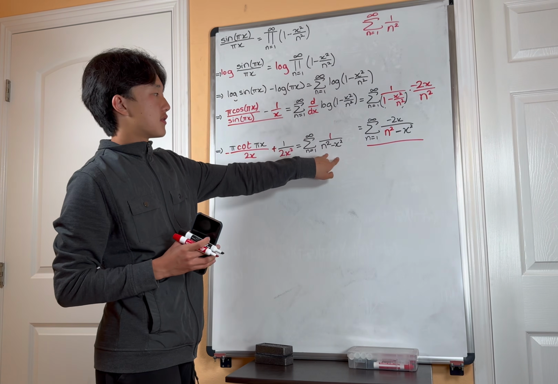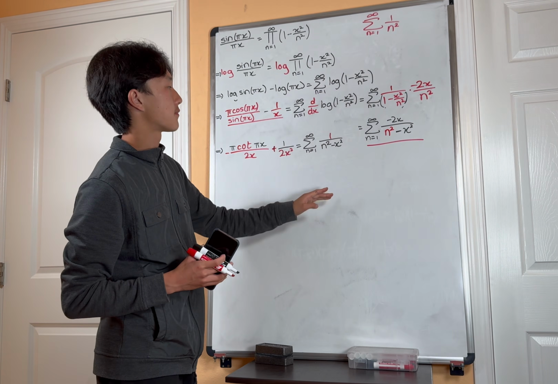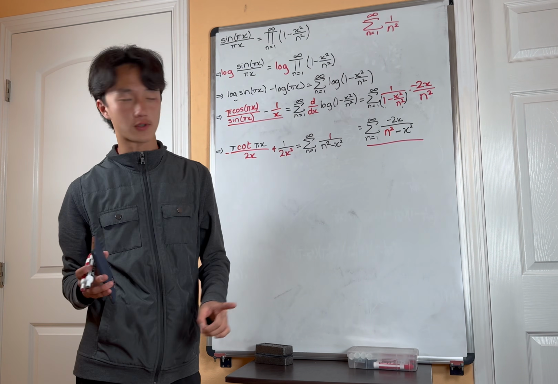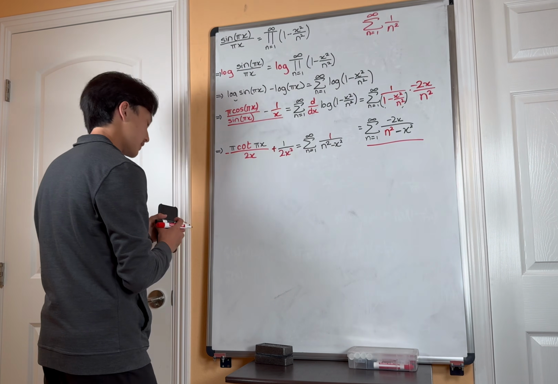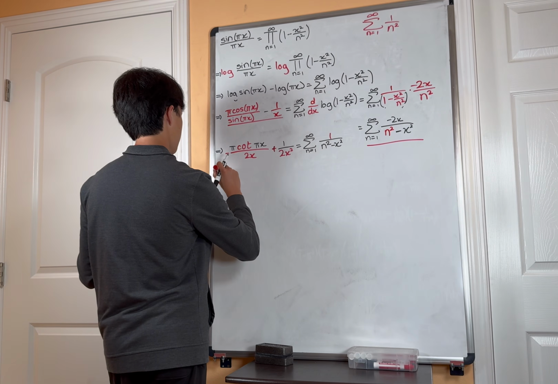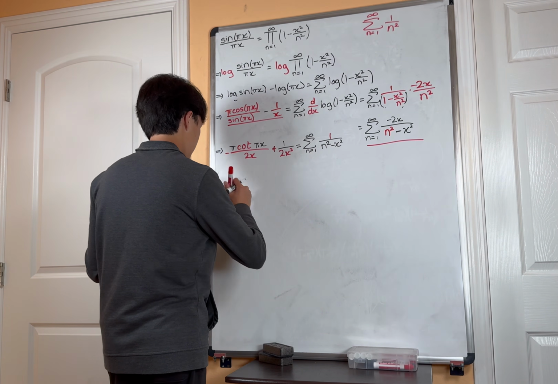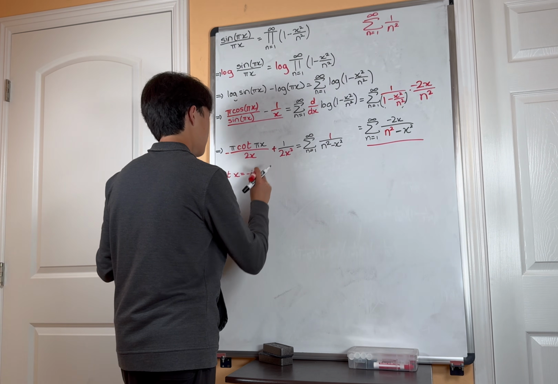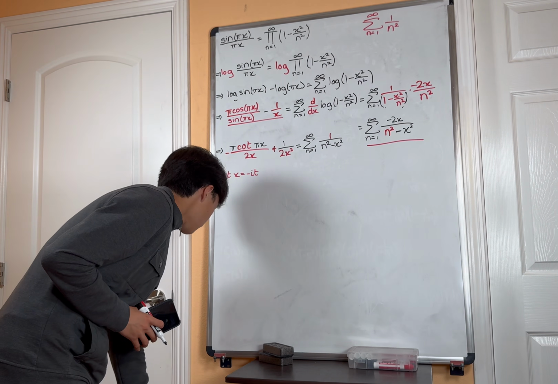I want to turn this minus right here into an addition. And, well, how do we do that? You have to make a substitution, right? So just bear with me for a second here. Let's let x equal negative it. Seems pretty out of the blue, but it ends up working out for us. So make a substitution: let x equal negative it. Just replace all of the x's with negative it.